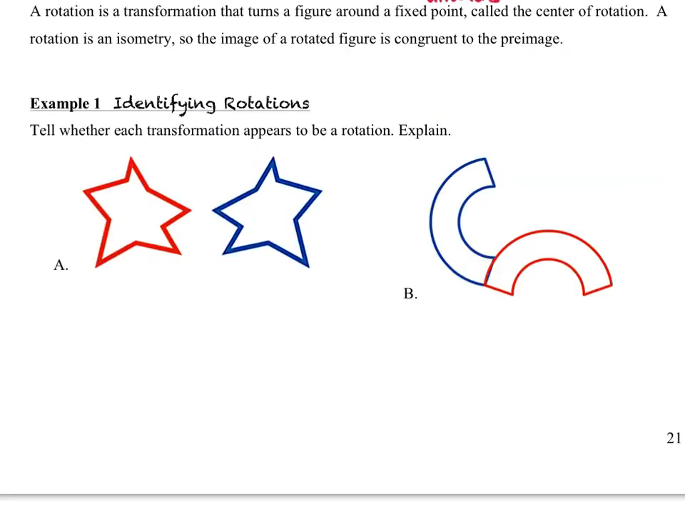The third type of isometry that we're going to learn about is a rotation, and a rotation is a transformation that turns a figure around a fixed point, and we call that point the center of rotation. A rotation is an isometry. It does not change the size or the shape of the figure, so the image is congruent to the pre-image.